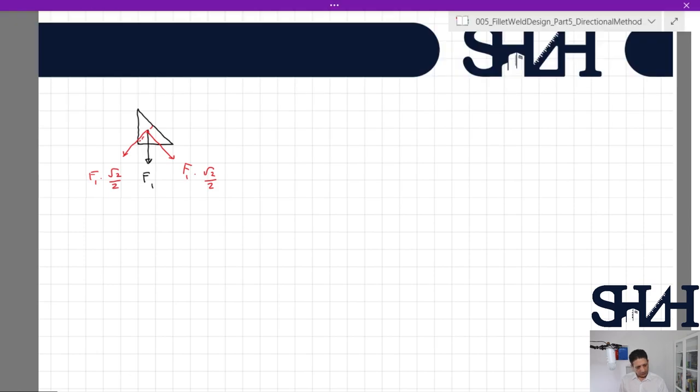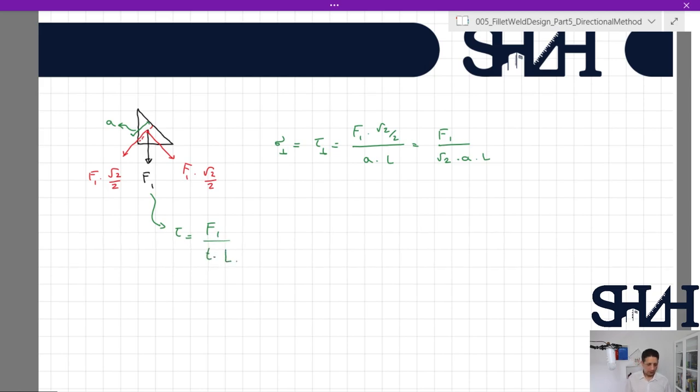For calculation of the stress in these two directions, you just need to divide it by a times the length of the segment. So sigma will be the same as tau, and it will be F1 times square root of 2 divided by 2, divided by a times l, and then it can be F1 divided by square root of 2 times a times l. And if you wanted to calculate sigma or tau here, you just calculated F1 divided by t times l. You can see that the only difference is that instead of t, we are using square root of 2 times a.